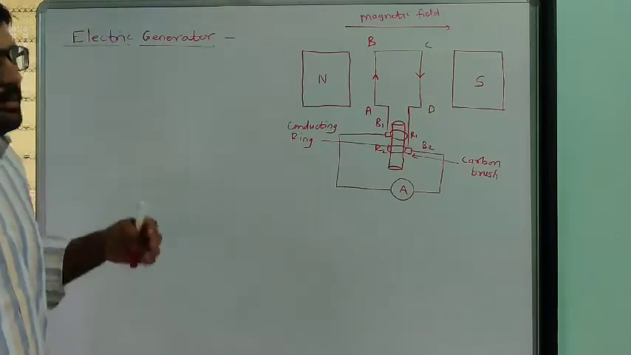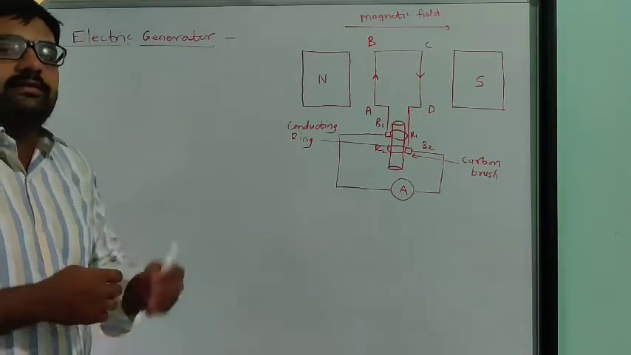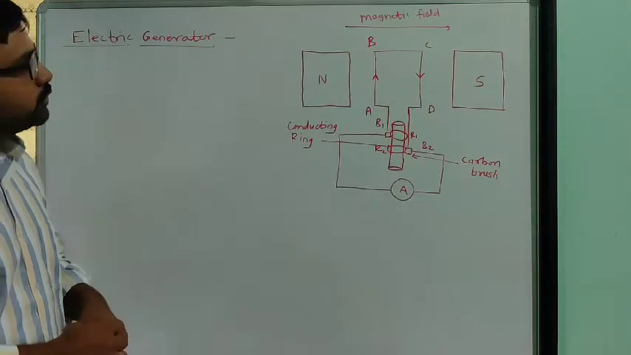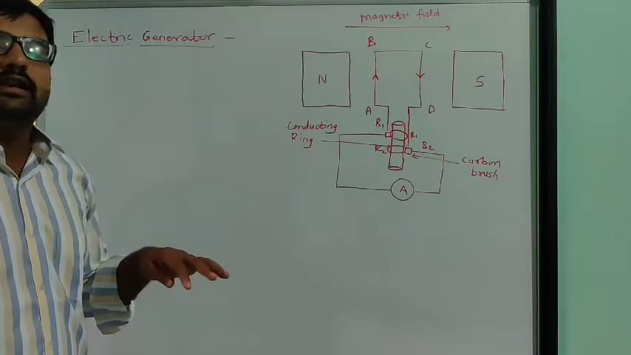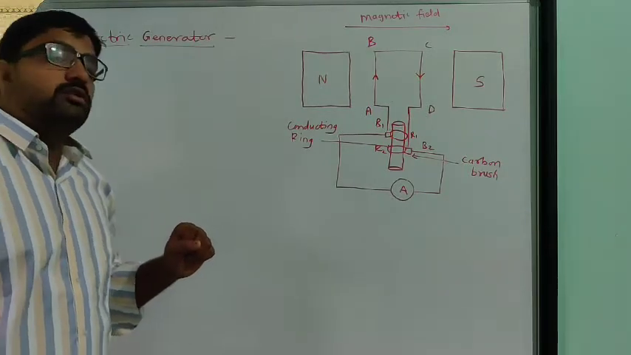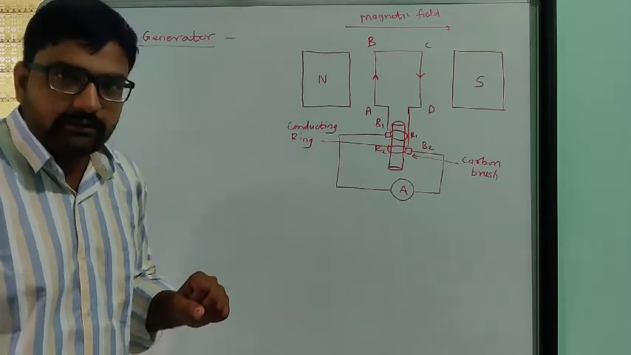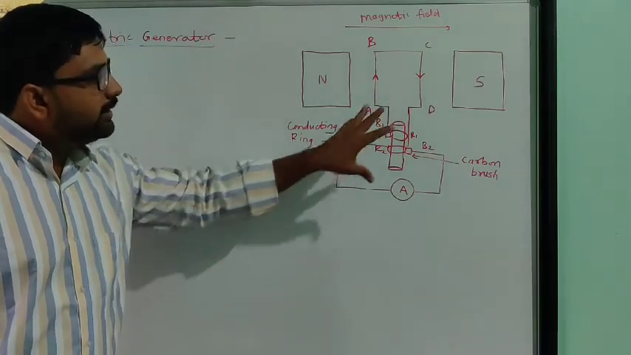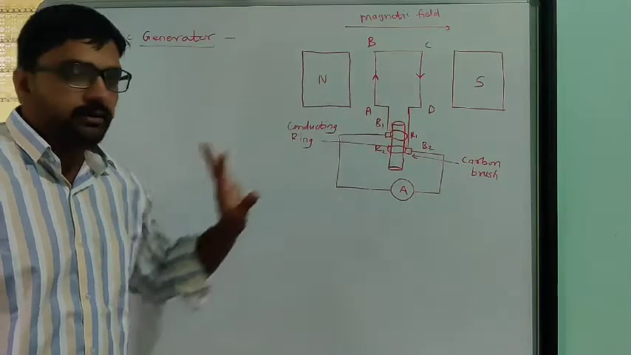Today we have to see the last topic of this chapter, that is the electric generator. Generator means something that generates, and electric means electricity. So this is a device which generates electricity. How is electricity produced? In electric power stations, everything is based on the working of this device.